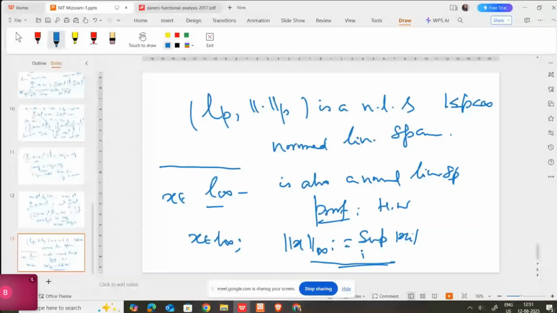No issues. Now if the supremum of |x_i| is zero, obviously all |x_i| will be zero. That means x_i is zero. Therefore, the infinity norm of x is zero if and only if x is zero. That's also done. The triangle inequality is a triviality. I will not do that. I will leave it to you as homework.